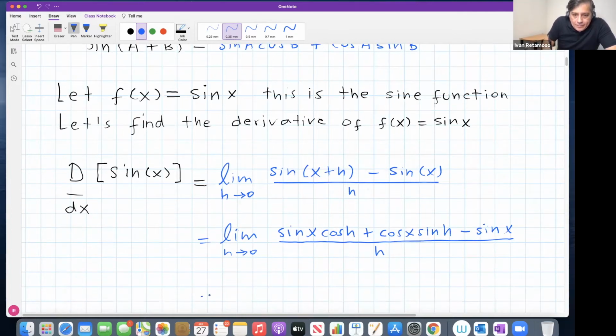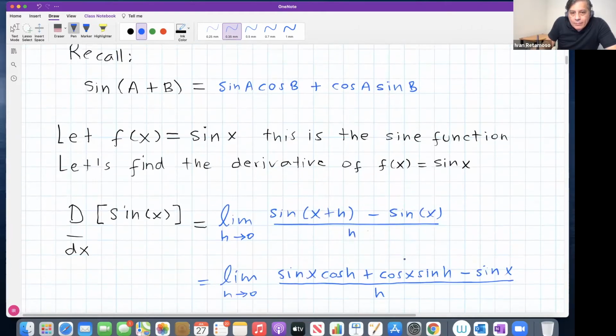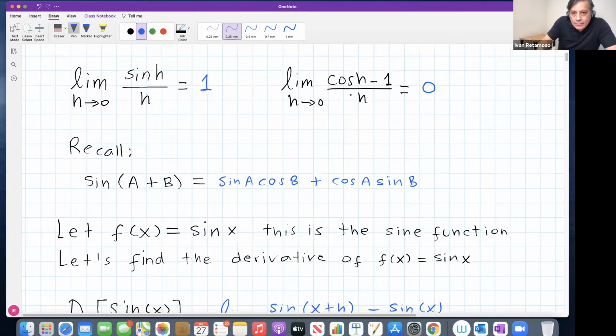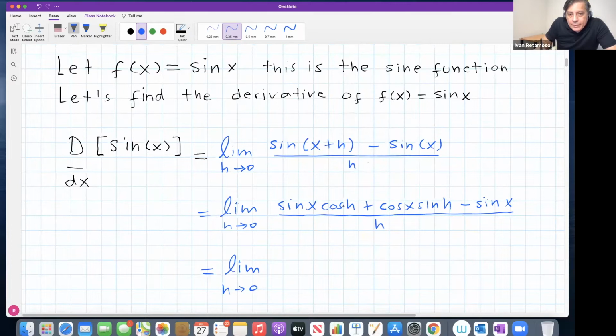Next, what you're going to do is this. Mathematicians, in an attempt to recover these two forms, put together these two terms, the first one and the third one. I'm going to do it here: sine of x cosine of h minus sine of x. And this other term, they wrote at the end. Basically, they rearrange these terms.